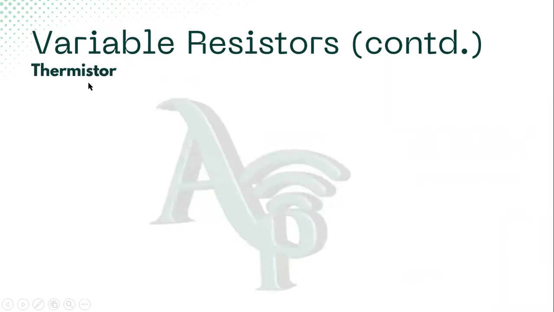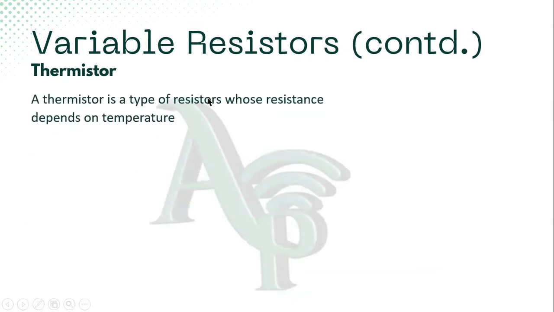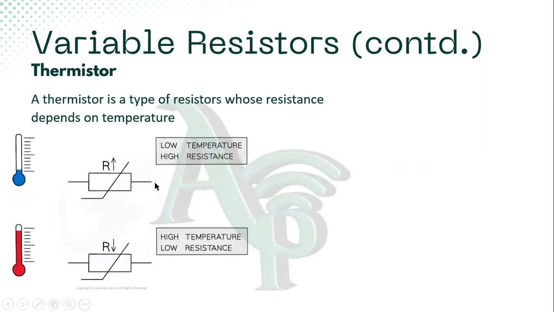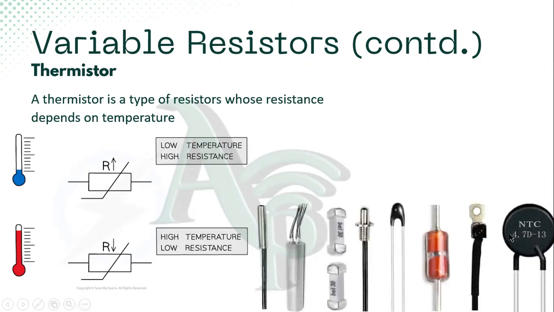Now we're looking at thermistors. A thermistor is a type of resistor whose resistance depends on temperature. Unlike the LDR, whose resistance depends on the intensity of light, that of a thermistor depends upon temperature. This is the symbol of a thermistor, and these are various types of thermistors and how they look physically. The lower the temperature, the higher the resistance. The higher the temperature, the lower the resistance. So get this.